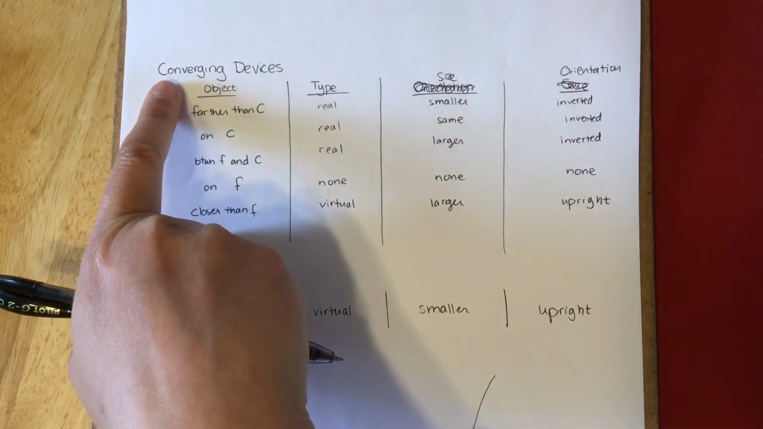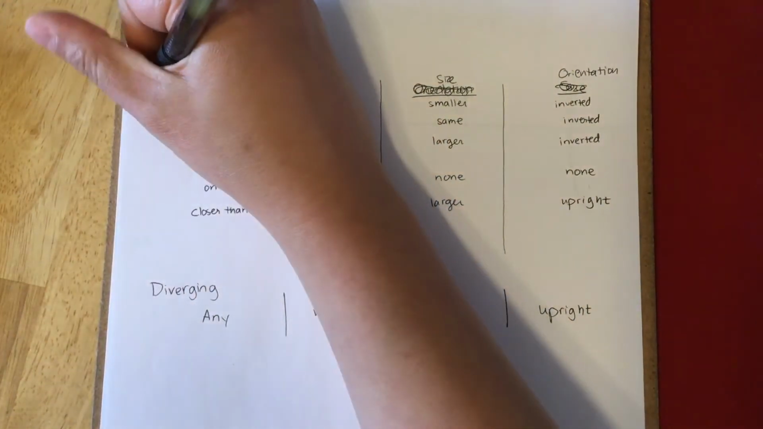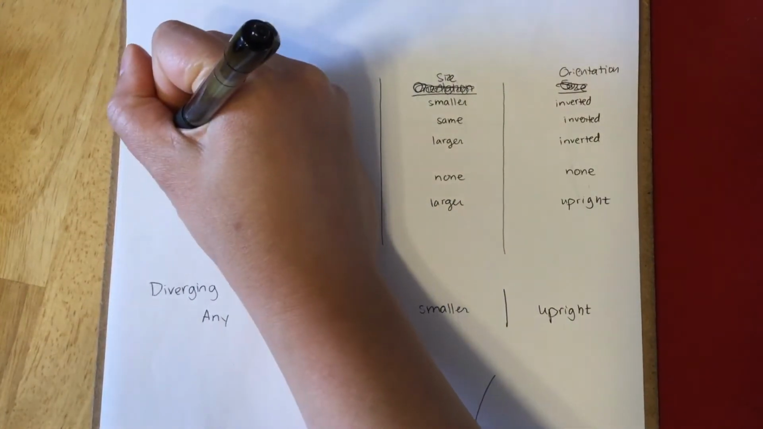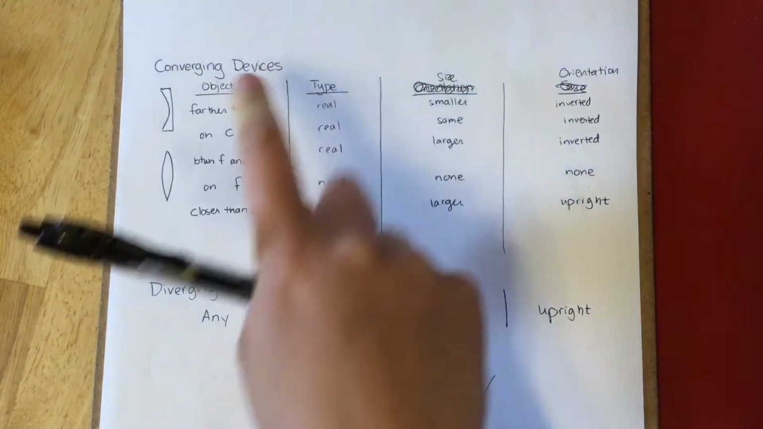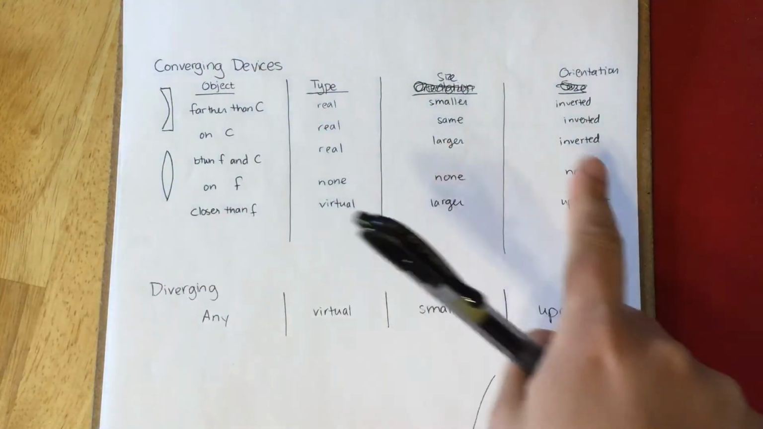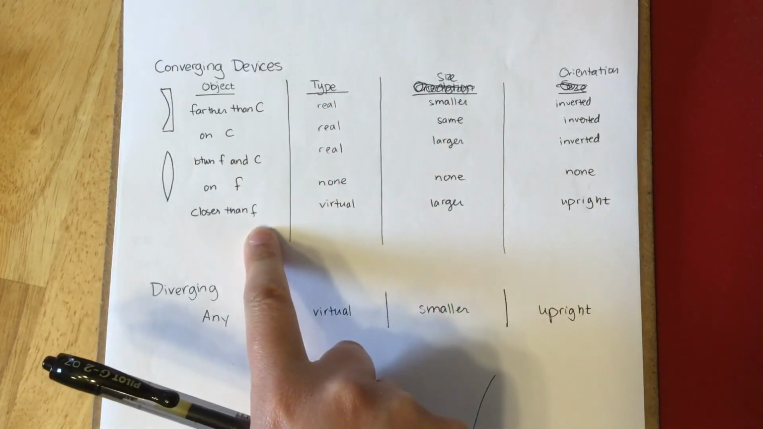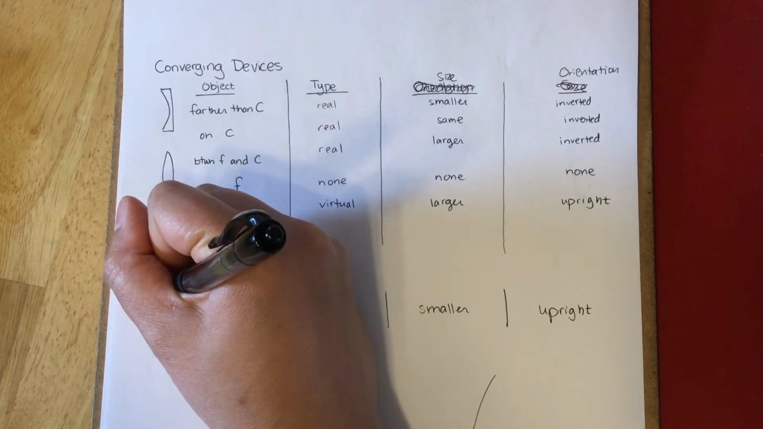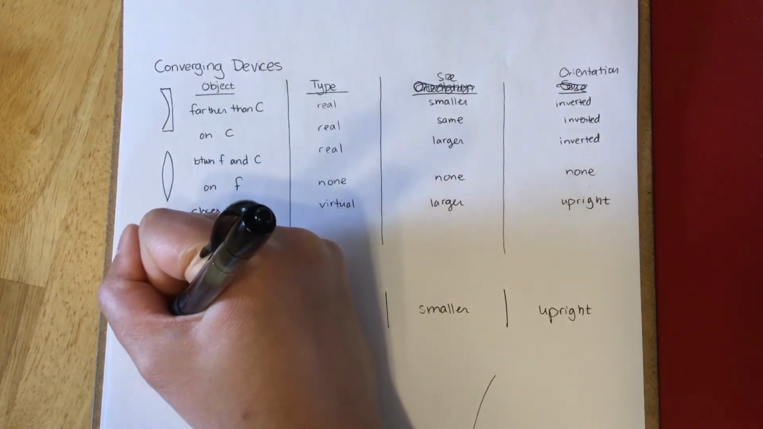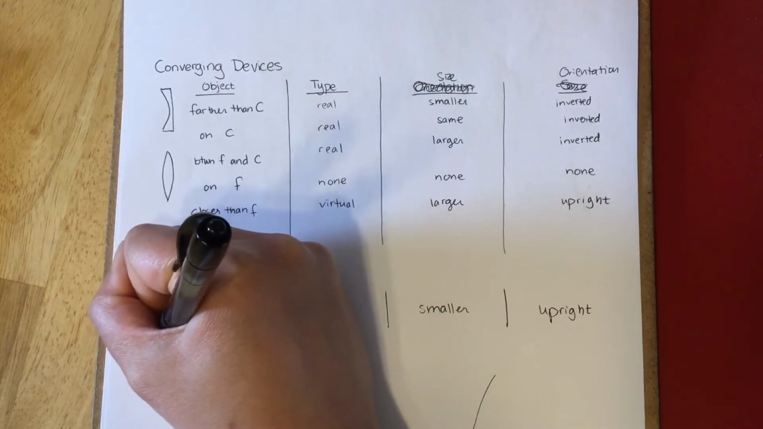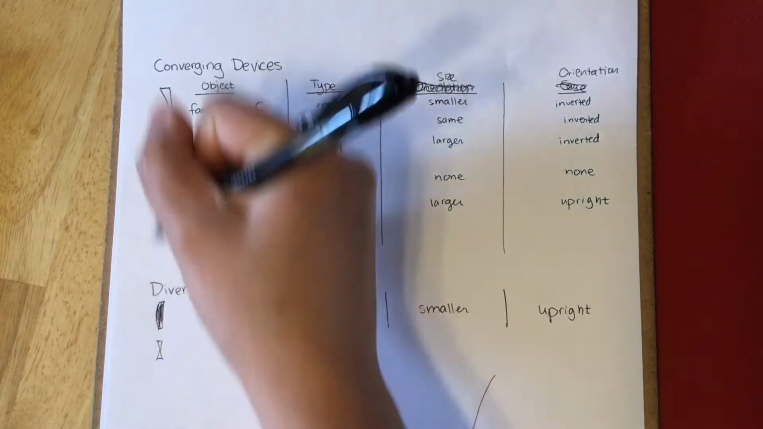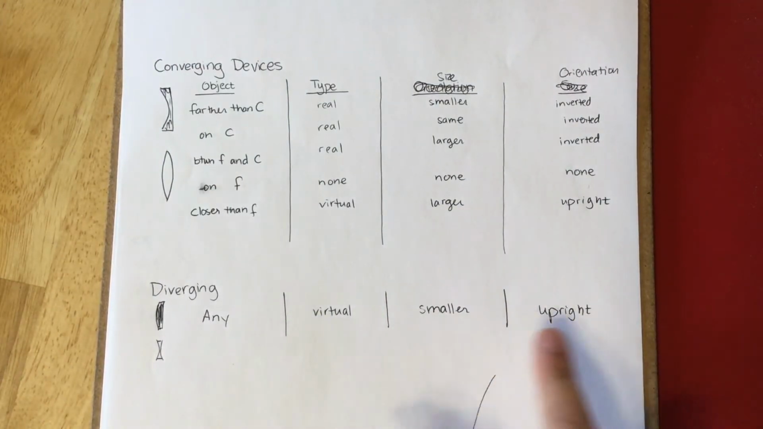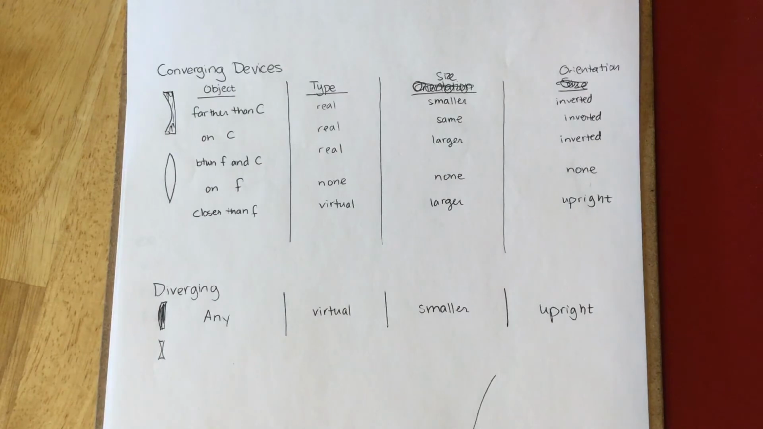Another pattern is that converging devices, whether that is concave mirrors or convex lenses, any converging device can make multiple types of images depending on where the object is. Whereas any diverging device, like a convex mirror or a concave lens, we'll make the mirrors a different color so you can tell them apart, can only ever make a virtual smaller upright image, no matter what the position is.